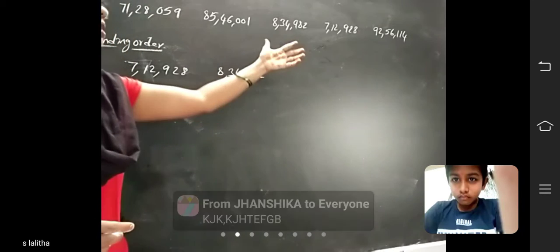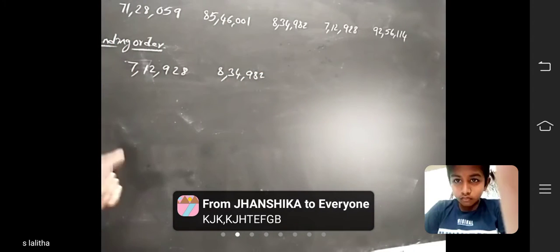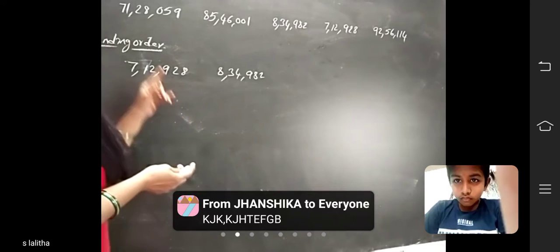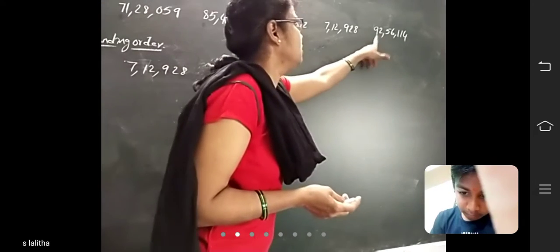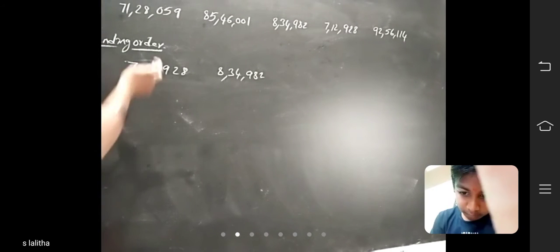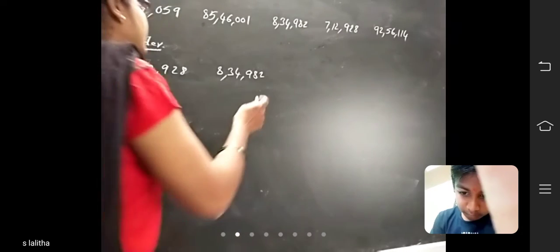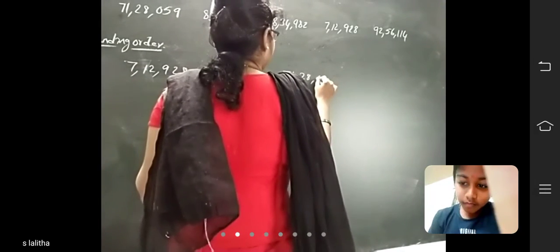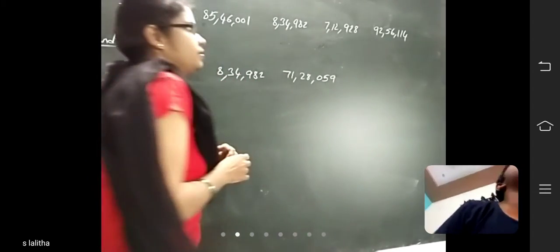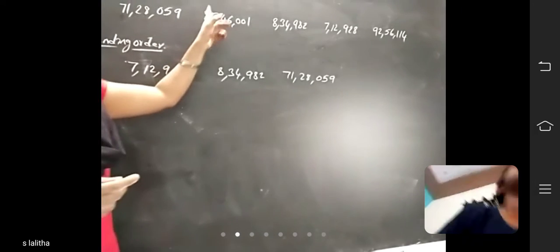Now 7-digit numbers, 3 numbers are there. Now you have to check the greatest place. So here greatest place is 7, here 8, here 9. So which one is the smallest? 7 is the smallest. So write that one. 71 lakhs 28,059. Okay. Next 8 and 9.